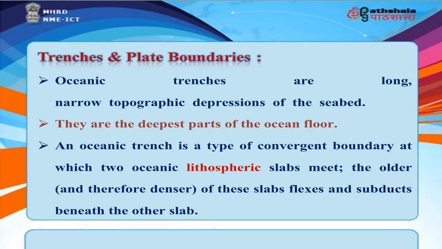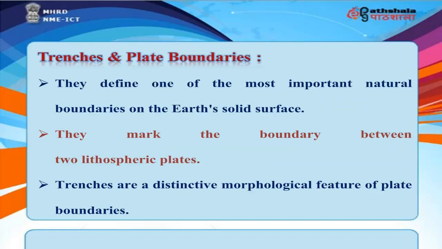Trenches and plate boundaries. Oceanic trenches are long, narrow topographic depressions of the seabed. They are the deepest parts of the ocean floor. An oceanic trench is a type of convergent boundary at which two oceanic lithospheric slabs meet. The older and therefore denser of these slabs flexes and subducts beneath the other slab. They define one of the most important natural boundaries on the Earth's solid surface. They mark the boundary between two lithospheric plates. Trenches are a distinctive morphological feature of plate boundaries.